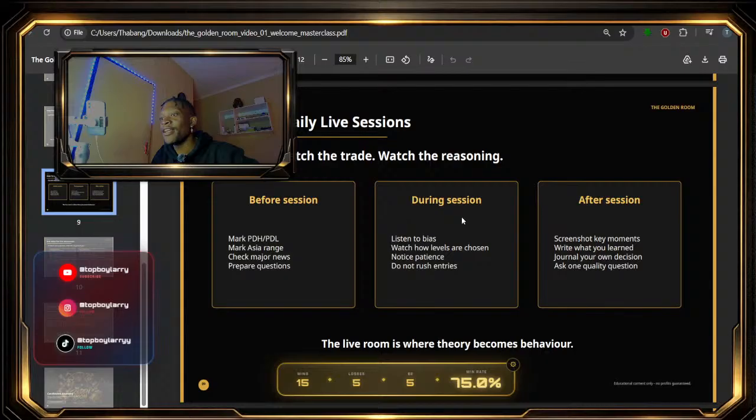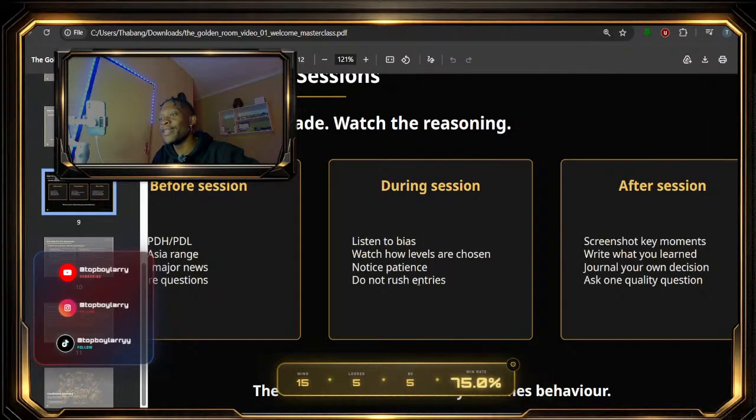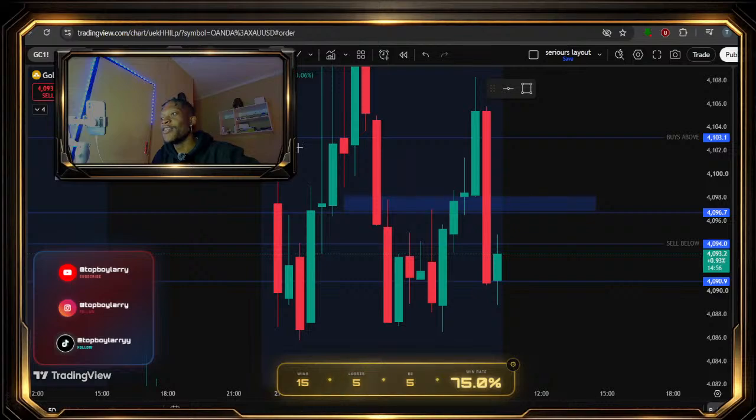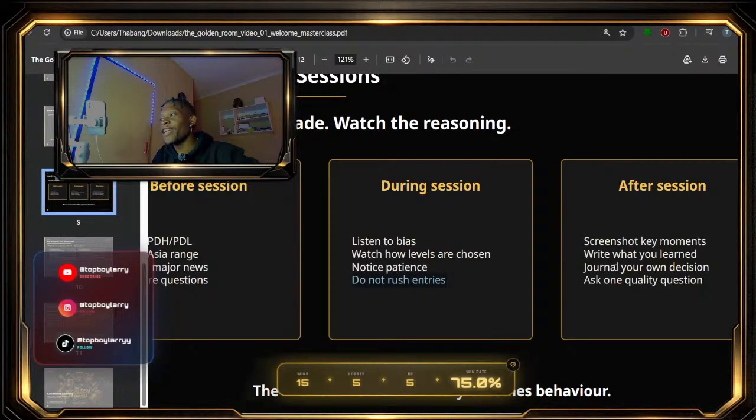During the session, listen to bias. Watch how levels are chosen. Notice patience. Don't rush entries. This is basically what I'm doing right now. We do see the market playing out here, and we are not rushing entries.